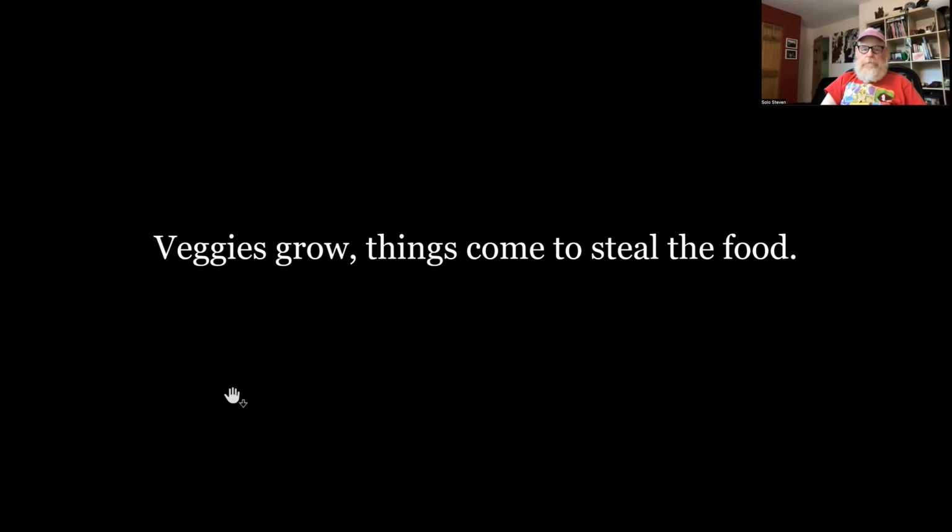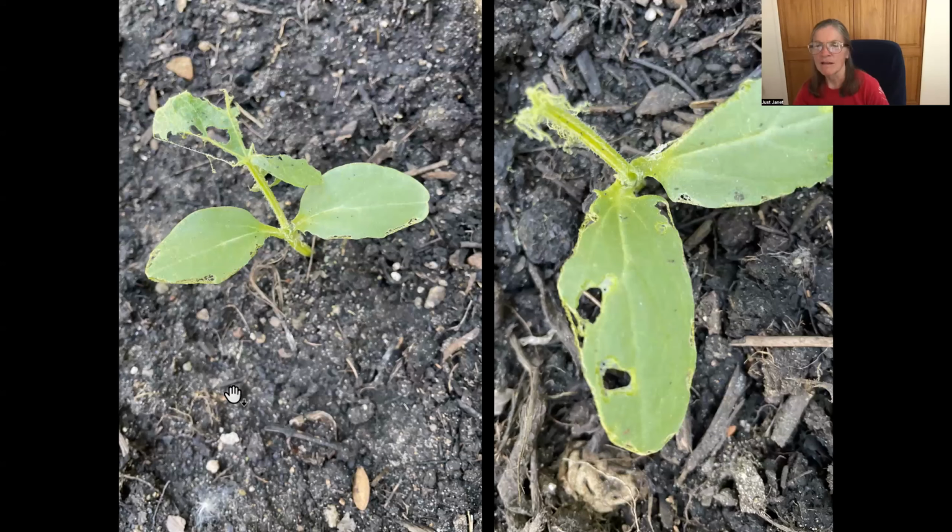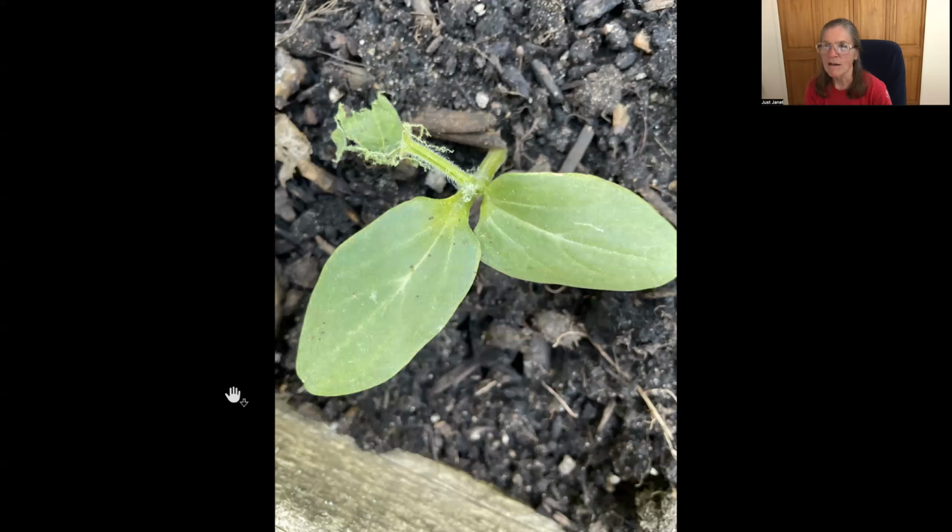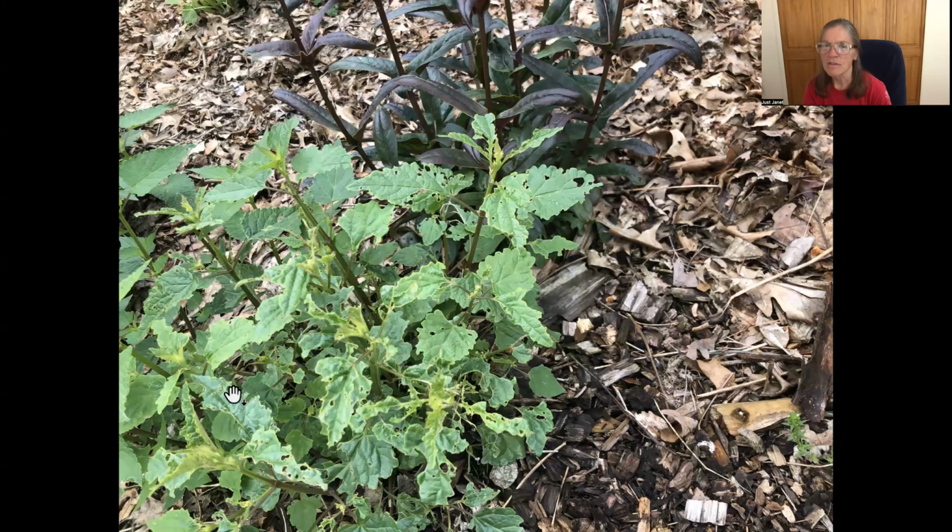I promised Sonia, who came on, that I would make sure that I showed this and talked to people about it. She said her cucumber seedlings are being eaten by something and she can't find anything. I told her to go out at night because this looks like earwig damage. And she went out at night and she said it is earwigs. And this is also earwig damage. They chew the edges and the middles.